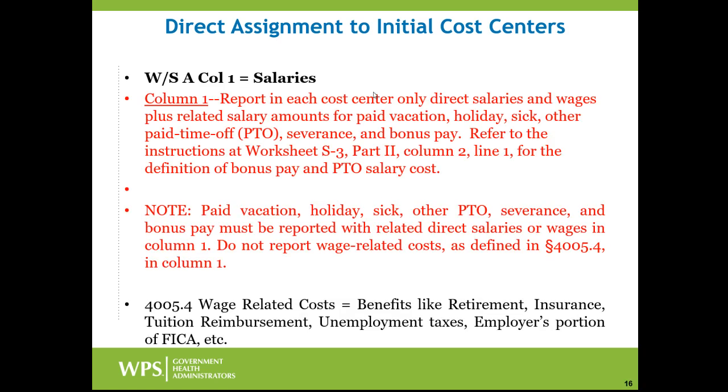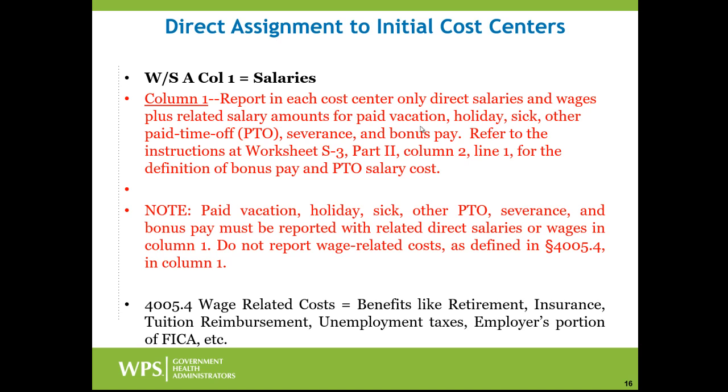Column 1 is labeled salaries, and that's pretty self-explanatory, but when you get into wage index reviews, there are some questions that come up. So column 1, the definition or the instructions say that you should be reporting in each cost center only the direct salaries and wages, plus things like vacation, holiday, PTO time, bonus pay.